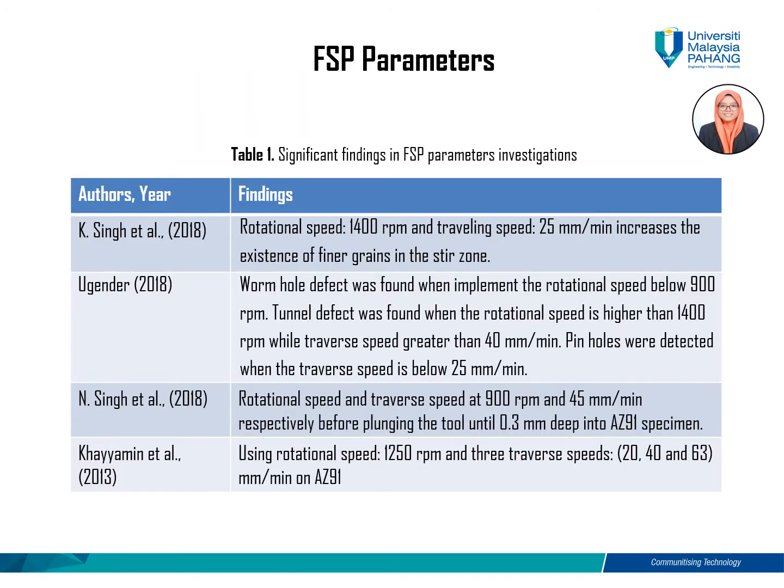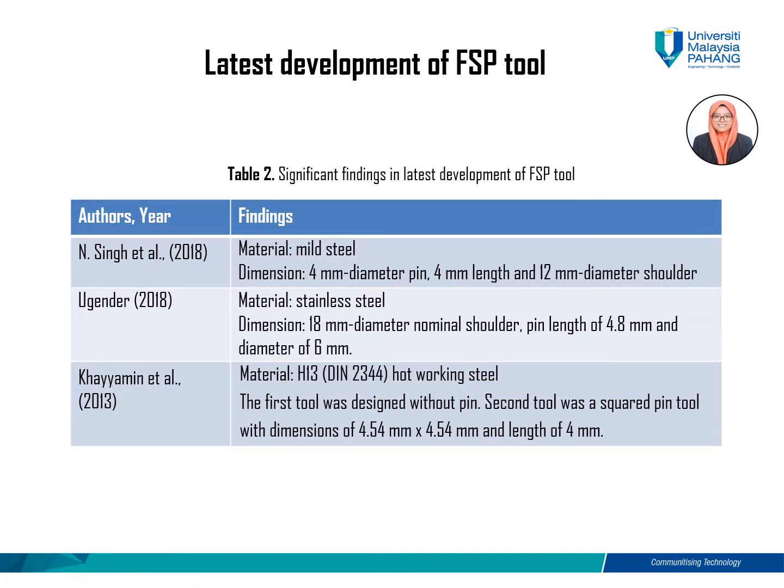This slide shows the significant findings in FSP parameter investigations. There were some different findings, described in the table below. Table 2 shows the significant findings in the latest development of FSP tools. Examples of material used for the tool are mild steel, stainless steel, and H13 hot working steel.